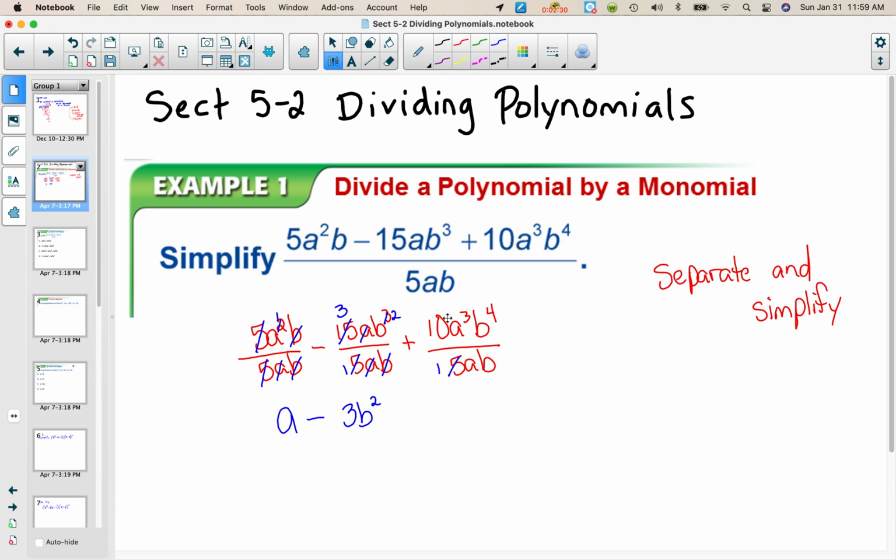Next, 5 goes into 5 once, 5 goes into 10 2 times. This a cancels with one of these, leaves 2 factors of a in the numerator. This b cancels with one of these and leaves 3 factors of b in the numerator. So I end up with a plus 2a squared b cubed. Again, it's over 1, so I don't need it. So now this is my answer. I divided a polynomial by a monomial by splitting apart and simplifying.